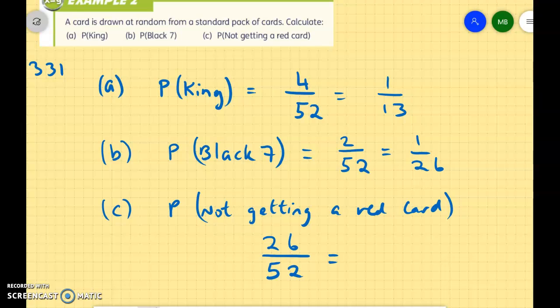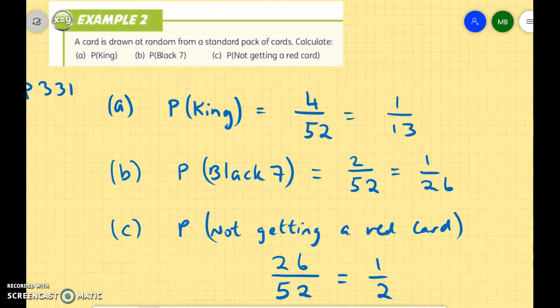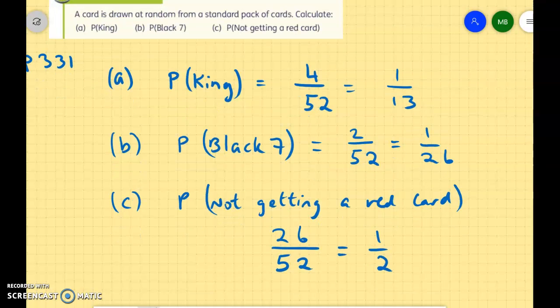And you can simplify that fraction. If you divide the top and the bottom by 26, you'll get a half. So the probability of not getting a red card, in other words getting a black card, is a half, because half the pack of cards are black.